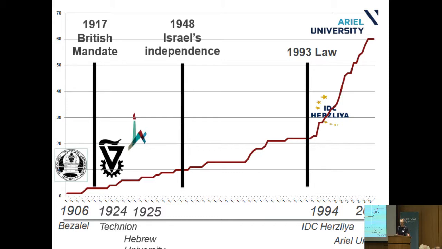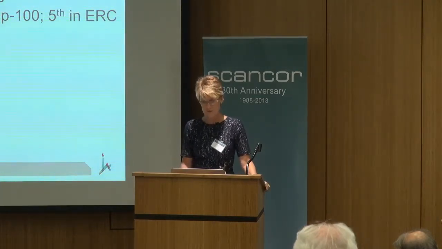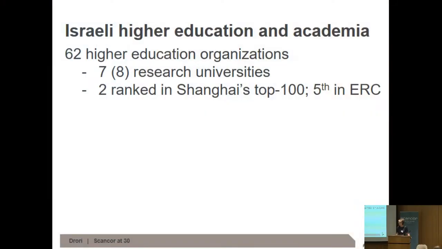And the last university to be added to the pool in Israel is Ariel University, which is in occupied territories, which is very contested. I myself wrote a pamphlet about this university, but that's something else. I count it here, but it's not quite an Israeli university. But to summarize where Israeli higher education and academia are today: at the moment, 62 institutions that grant academic degrees. 7 of them are research universities, plus 1, Ariel, plus 1, the Open University, which is not a research university, but nevertheless a university. And 2 out of these 7 are ranked among Shanghai's top 100.